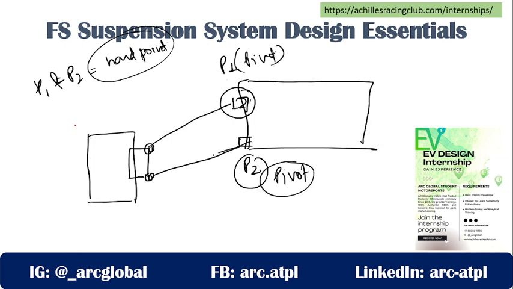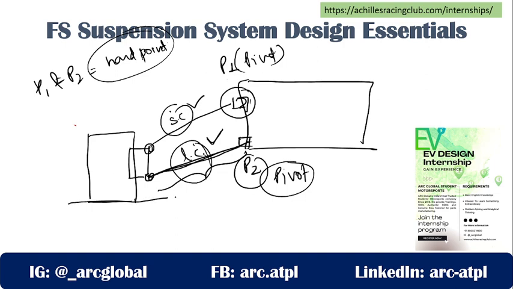Now you can see, if this is the longer arm, the lower control arm is the longer one, and the upper is the shorter one. The upper arm is going to restrict the motion of the longer arm, the lower arm. One of the arms is going to restrict the motion of the other arm.